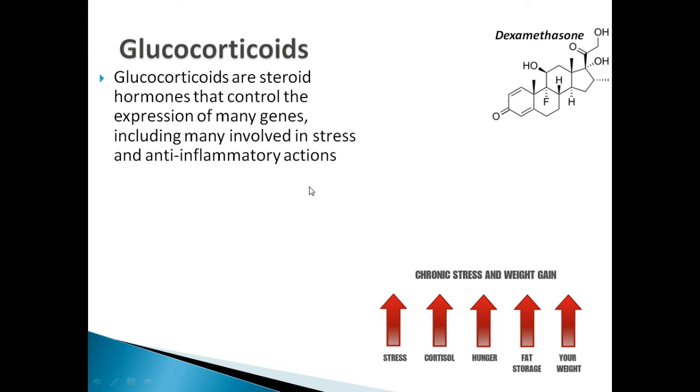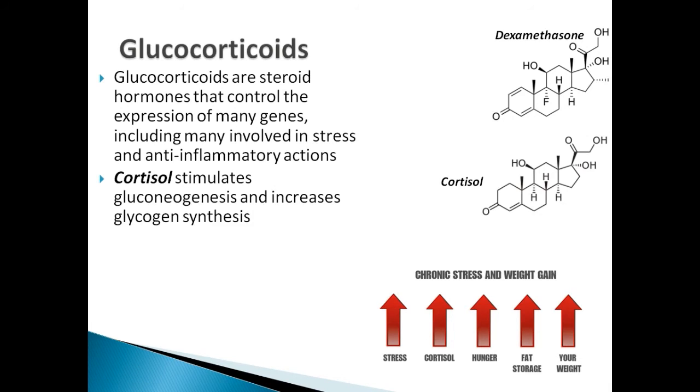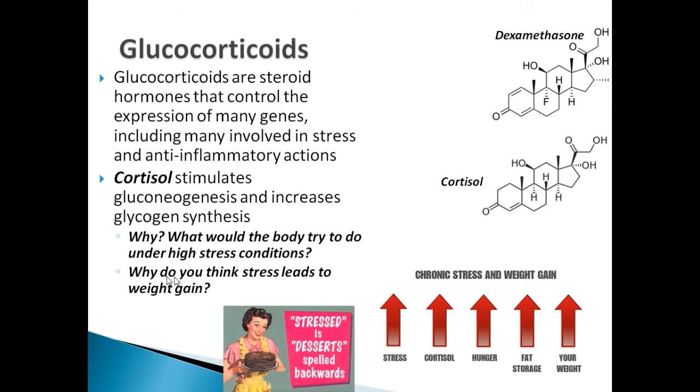Okay. Finally then, we look at the glucocorticoids. These are steroid hormones that control the expression of many genes, including many involved in stress and anti-inflammatory actions. Cortisol is a hormone that stimulates gluconeogenesis and increases glycogen synthesis. So we can ask the questions, why? What would the body try to do under high stress conditions? And why do you think stress leads to weight gain, as has been shown?